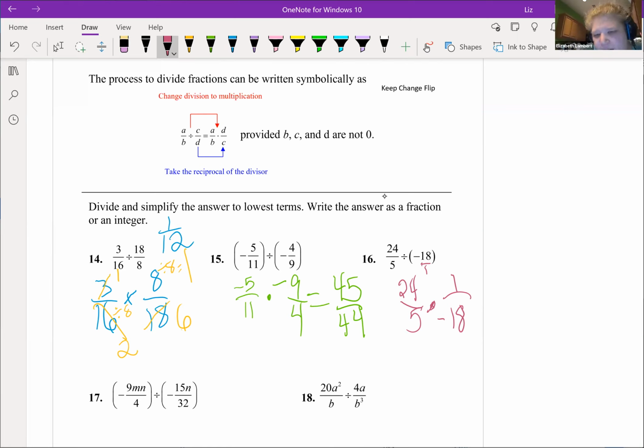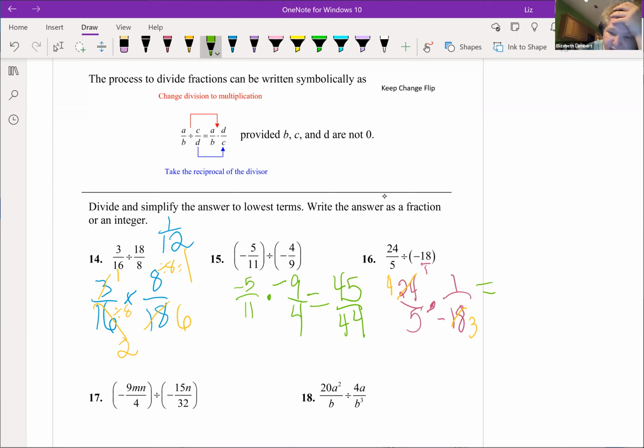All right, so 24 and 18 actually have 6 in common. So I can divide both of those by 6. So 6 goes into 24 4 times. 6 goes into 18 3 times.